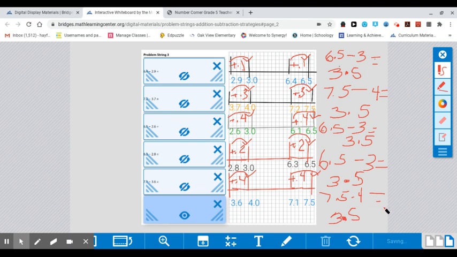If I went too fast, you can always pause, rewind, and go over these problems again. Your assignment is to create a number line using this method for this problem, 7.0 minus 3.5. See what you come up with. Be creative and bring it to class tomorrow.